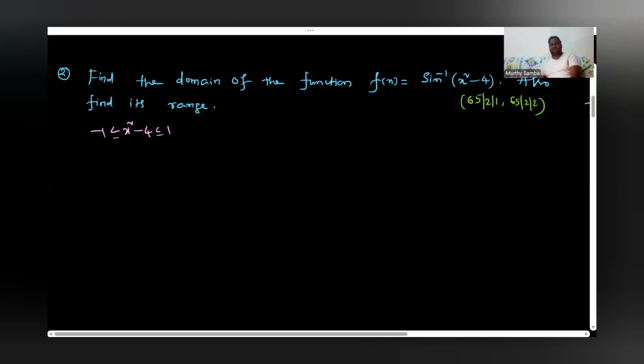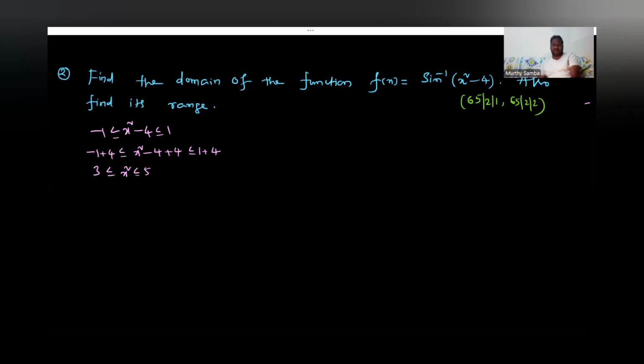Now you have to solve this inequality again. This is -4, so add 4 on both sides throughout the inequality: x square minus 4 plus 4 less than or equal to 1 plus 4. -1 plus 4 is 3, so 3 less than or equal to x square less than or equal to 5. Again, you have to solve this by dividing it into two inequalities.